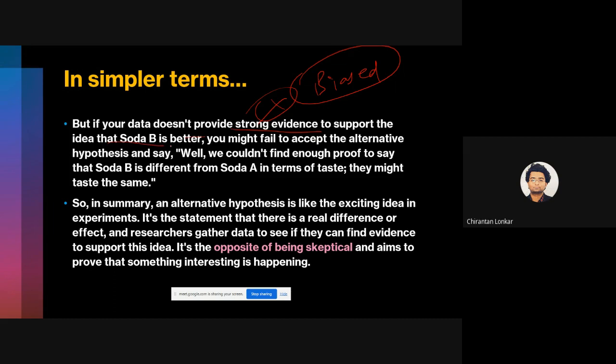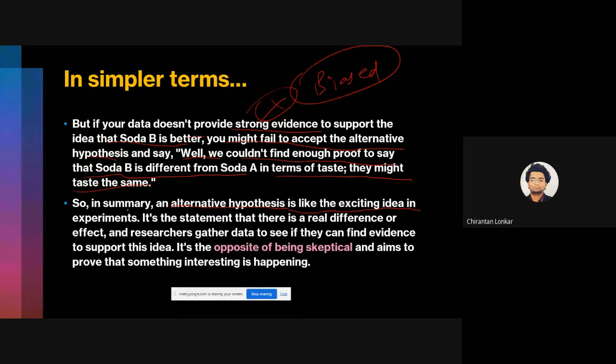To support that soda B is better, you might fail to accept the alternate hypothesis and say that, well, we couldn't find enough proof that soda B is different from soda A, they might taste the same. So in summary, what are we trying to do? An alternate hypothesis is like the exciting idea in the experiment. I'm bringing something amazing. I have come up with some amazing alternate hypotheses, and the scientific community is going gaga over it. They are like, amazing, what have you done!